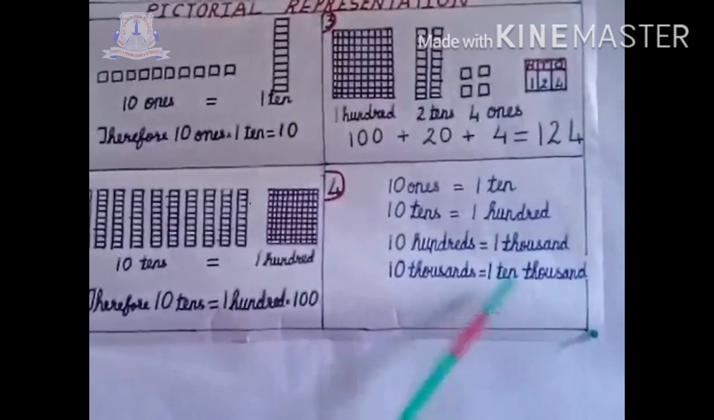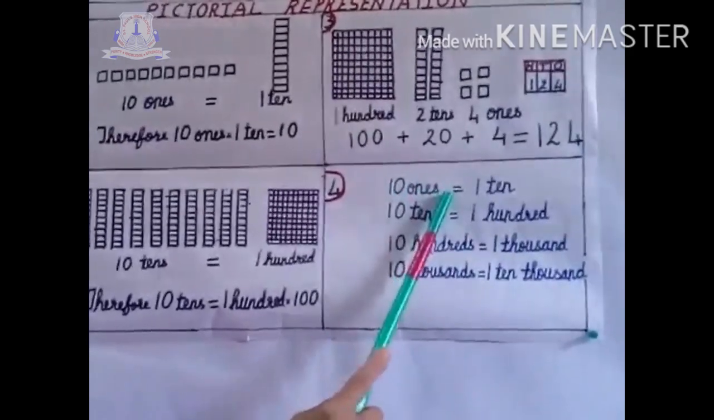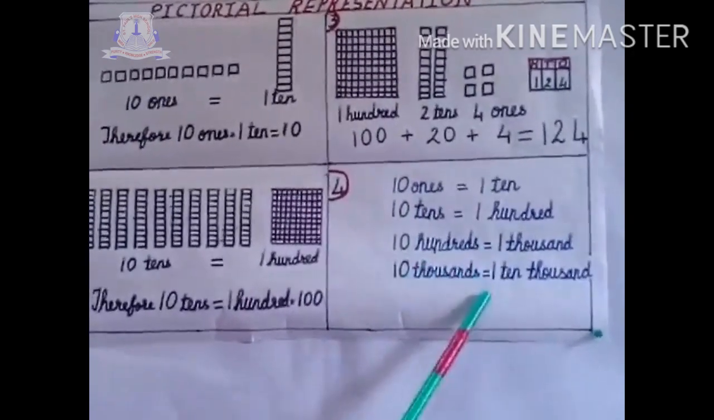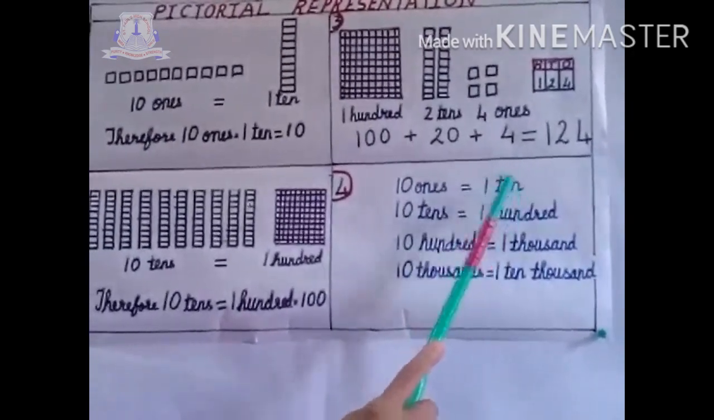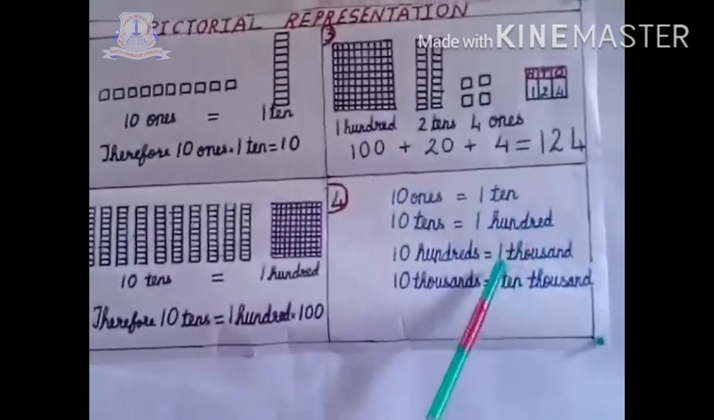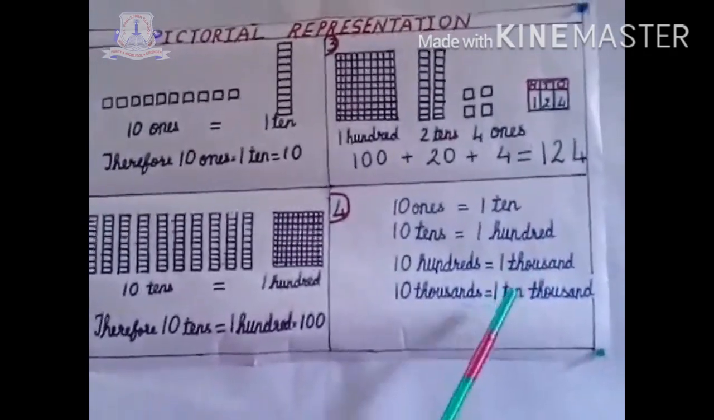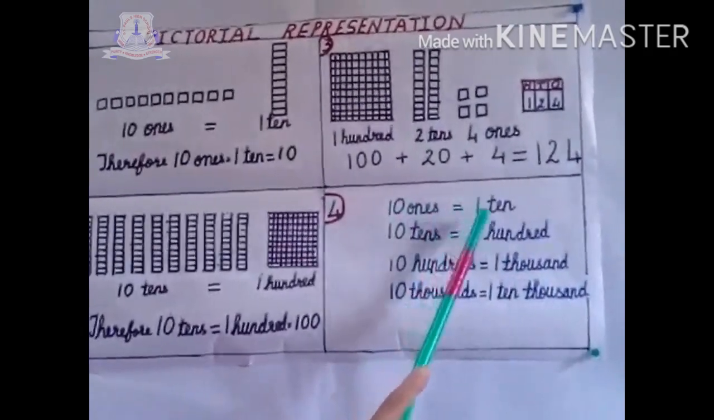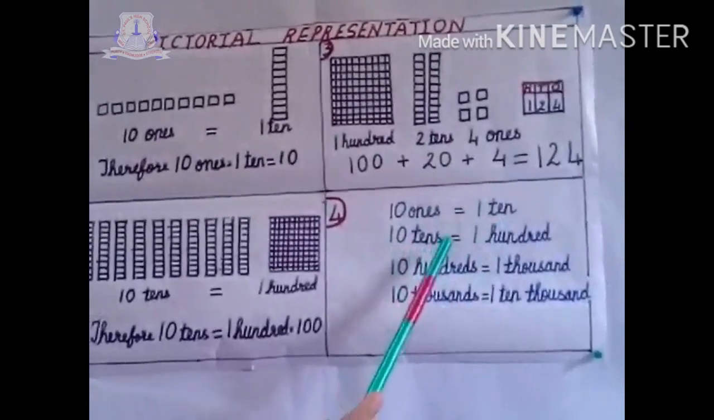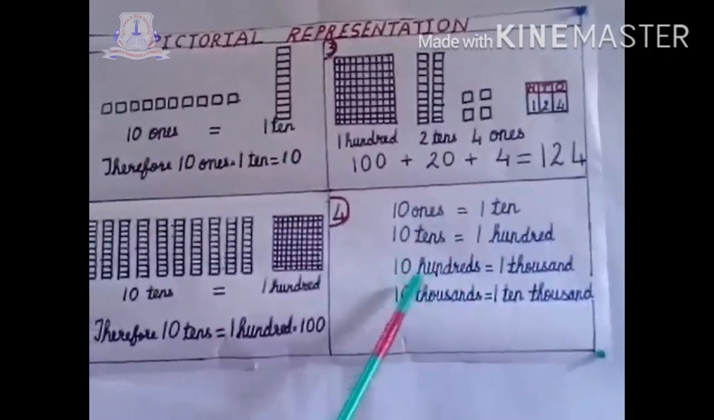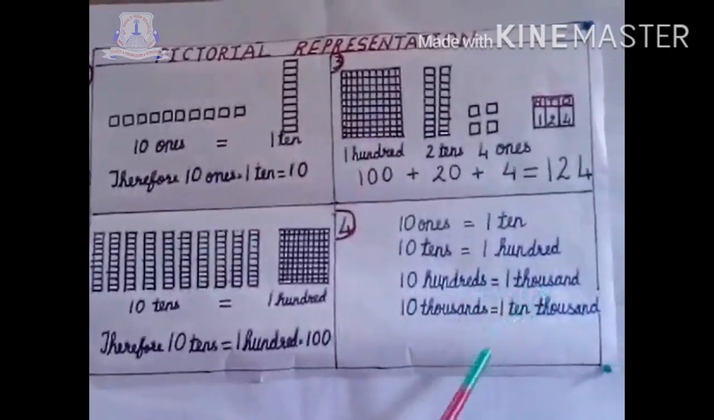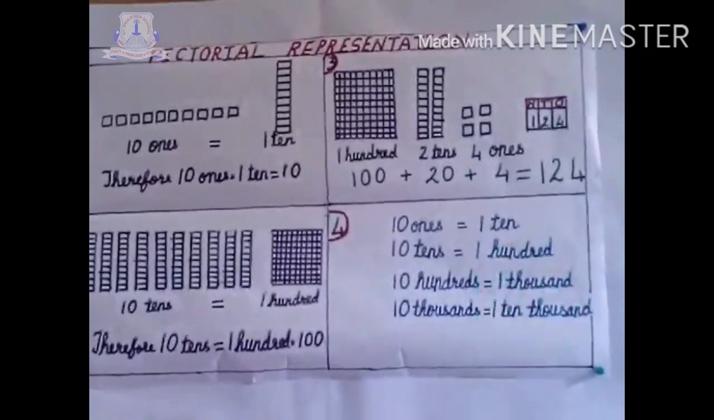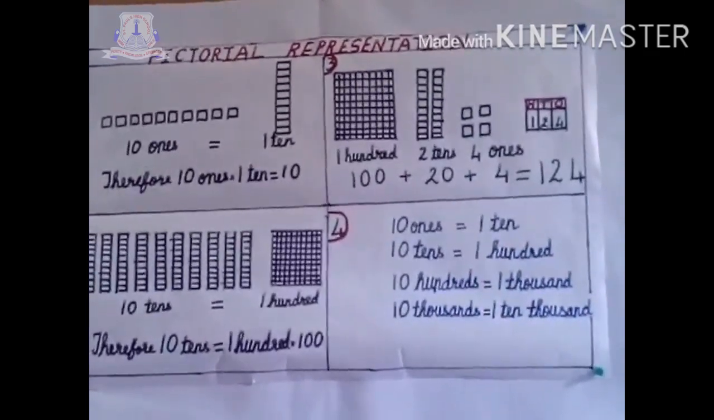Why, you know, children? Because this is 10 ones, 10 tens, 10 hundreds, 10 thousands. And this is 10, 100, 1000, 10,000. So 10 ones is equal to 10, 10 tens is equal to 100, 10 hundreds is equal to 1000, 10 thousands is equal to 10,000. Okay, children? Got it?